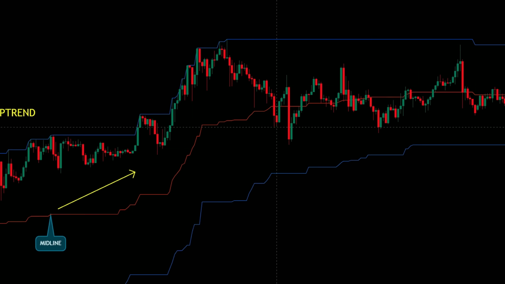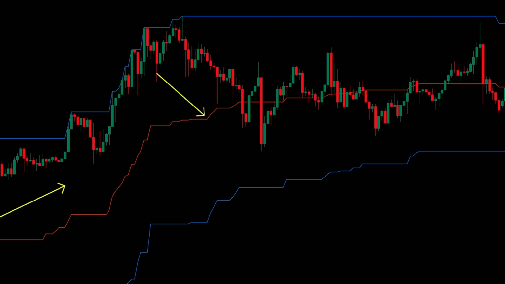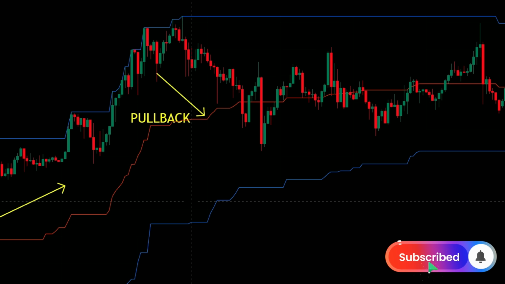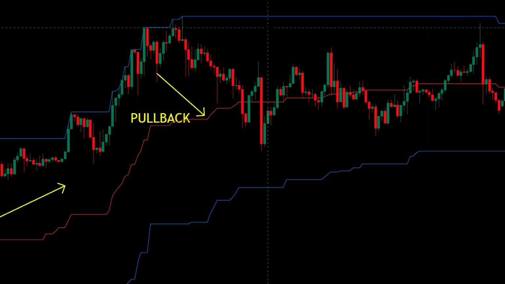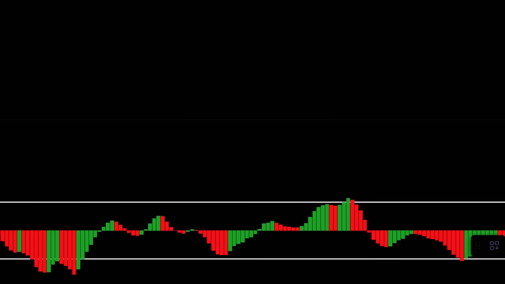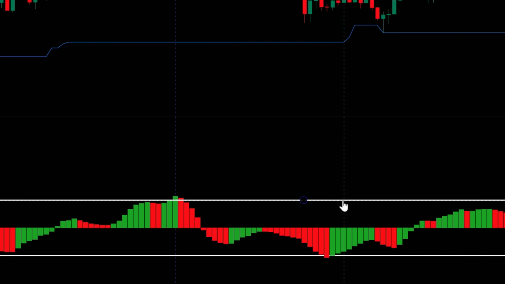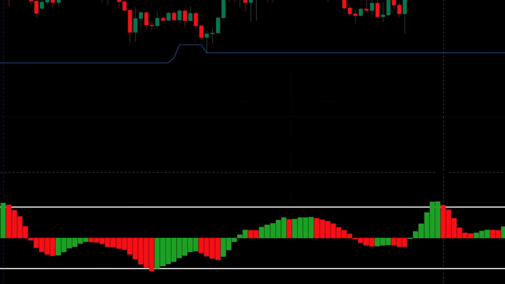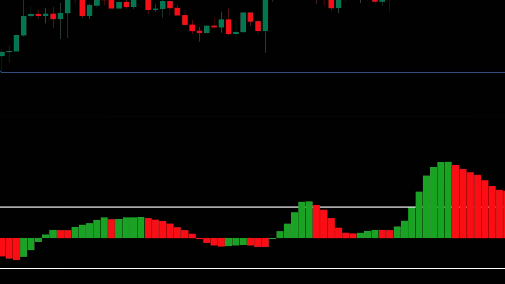You wait. You let price pull back toward the midline. This is where most traders get impatient and click too early. Don't. You wait for momentum to prove itself. You look at the oscillator and you wait for 2 to 3 green bars pushing clearly above the upper line. Not one, not a weak poke. This is the market saying buyers are back. That's your entry.